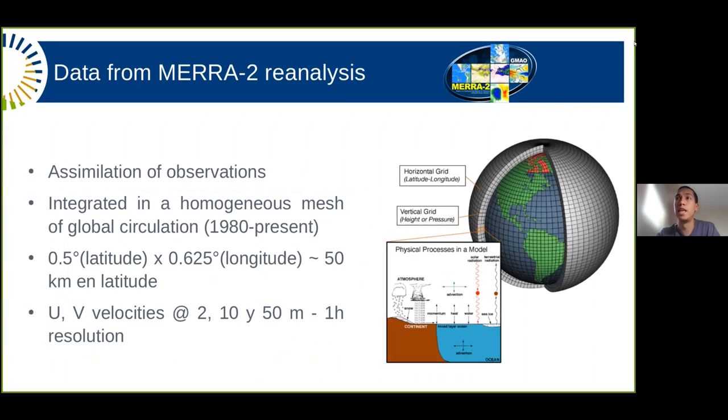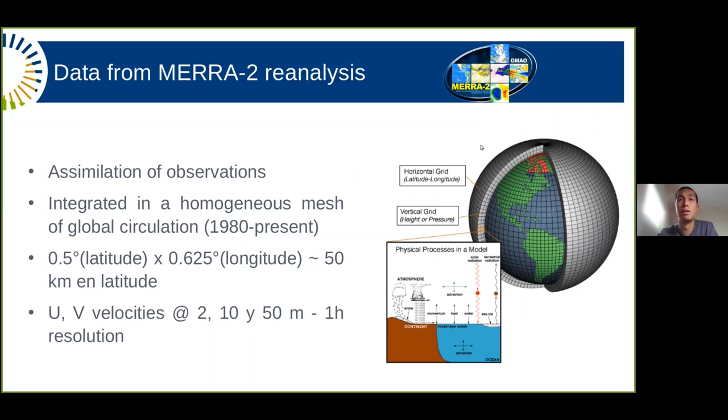So then I want to talk about the MERRA analysis, which is a product from NASA. It is a model that assimilates observations throughout the world, and then integrates them in a homogeneous mesh of global circulation. So this data set is available with data from 1980 to the present time. In the figure you can see an example of how it could be visualized: this global grid has horizontal grid spacings and also vertical grid spacings.